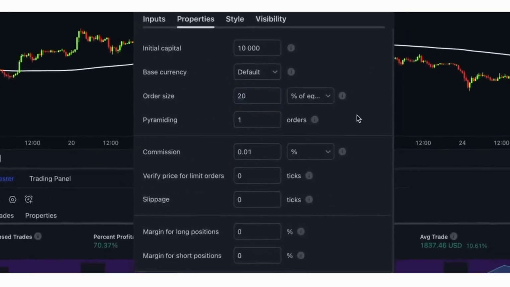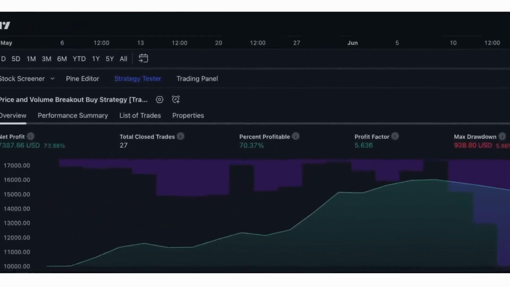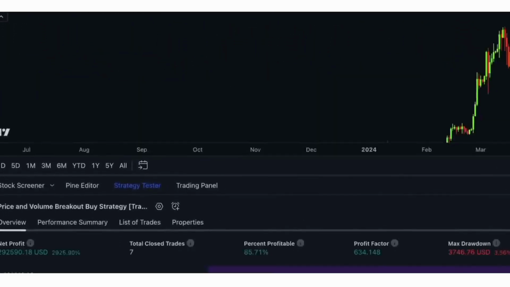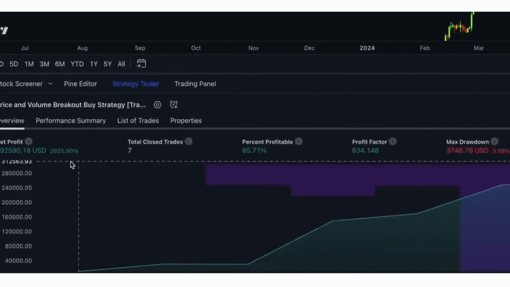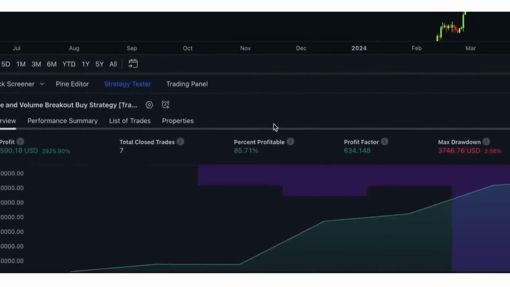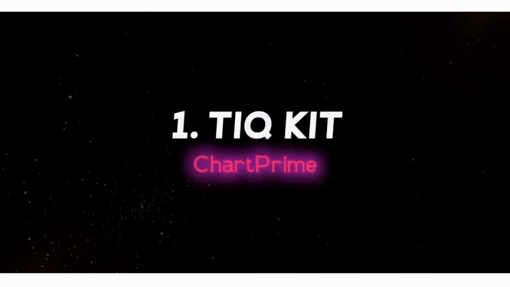On the daily time frame, the strategy gives 85% win rate with the current settings. The total profit exceeds 2,900%. This is really impressive. Finally, let's unveil our most powerful and accurate TradingView indicator.